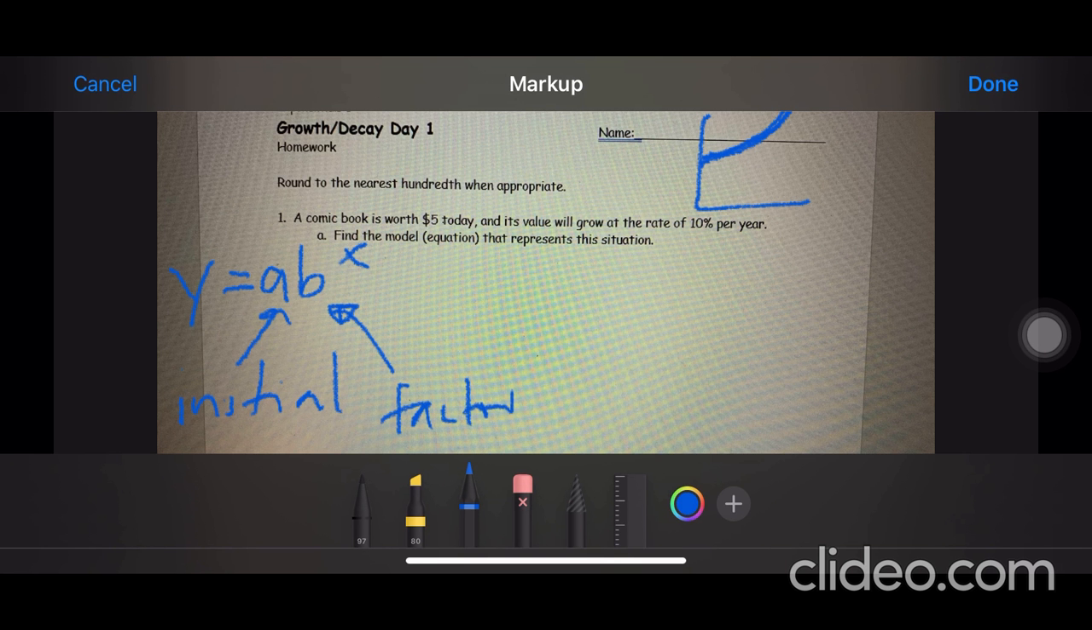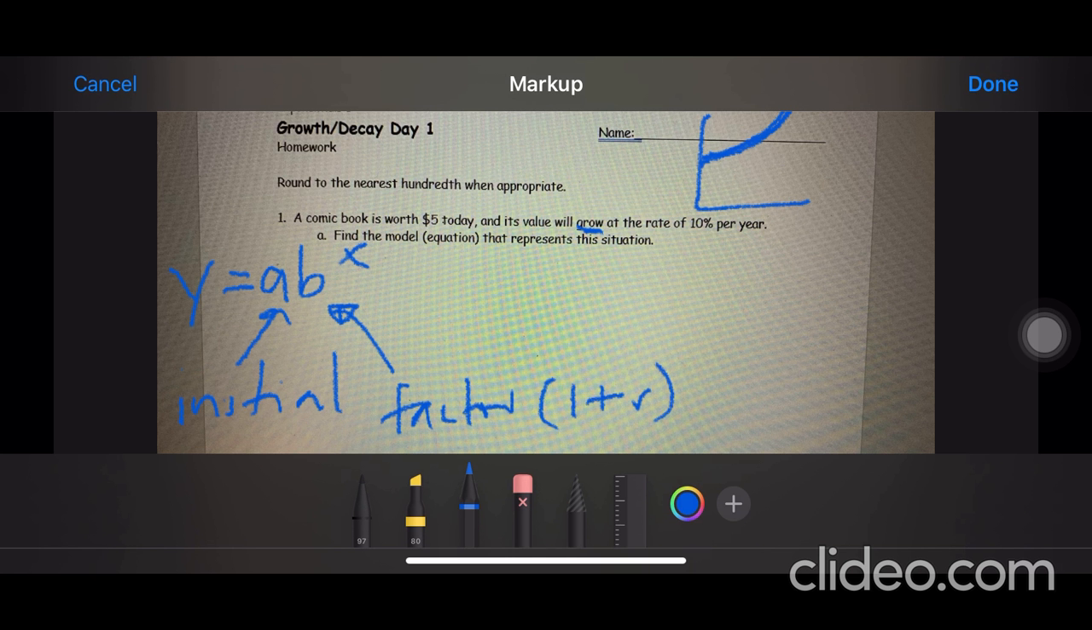Now, to find the factor, that's where things get a little juicy. We have two equations to find the factor, depending on if we're increasing or decreasing. Think to yourself, is it increasing or decreasing here? Right, it's increasing. Hopefully that's what you said, because it says it'll grow at a rate of 10%. We don't want to multiply just by 10% because, well, 5 times 10% would actually give us a smaller number. It would only give us 50 cents, and that's not what we want. We know it needs to increase. So what we can do is use the formula 1 plus r, or 1 plus the rate, which will give us our factor.